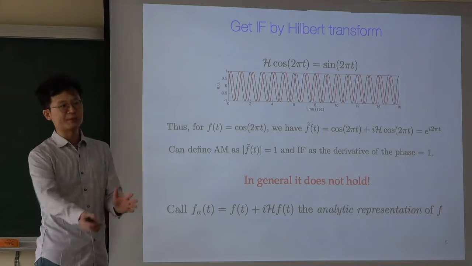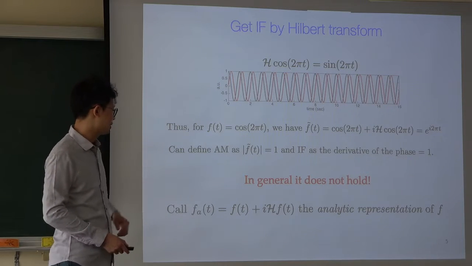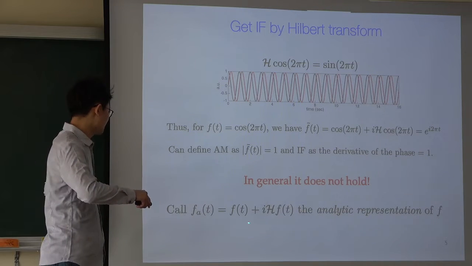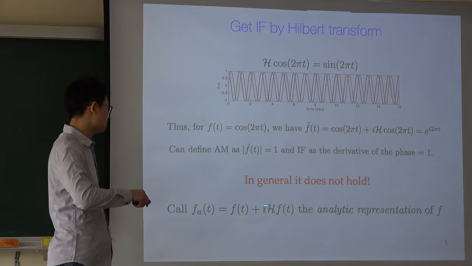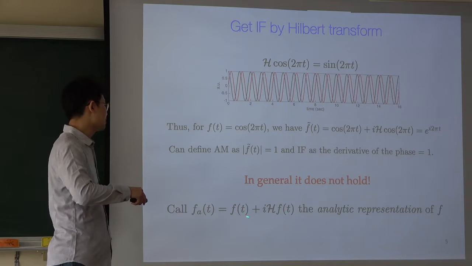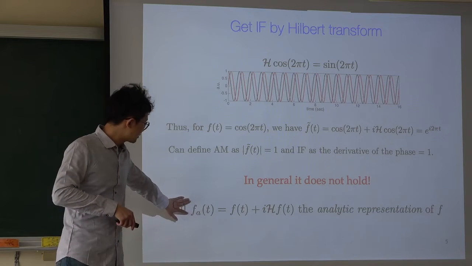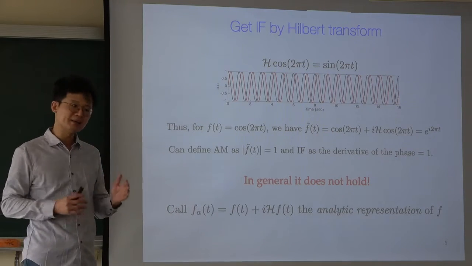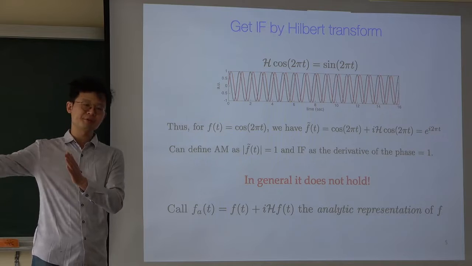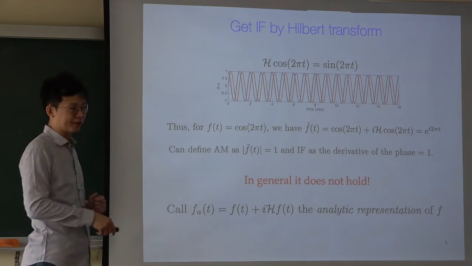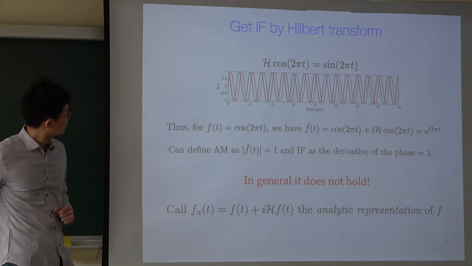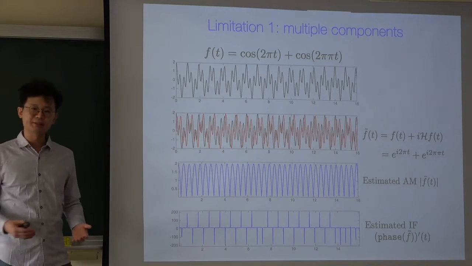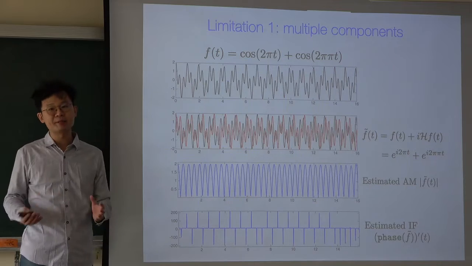And there is a usual terminology you may see in practice. It's called analytic representation of a function. That is this guy. You just have a general function. If you can define Hilbert transform, then you sum them. The very specific property of f_a, this analytic representation, is that it will only preserve the positive frequency content of the function f. So it looks good. But as I told you, it has some limitations.